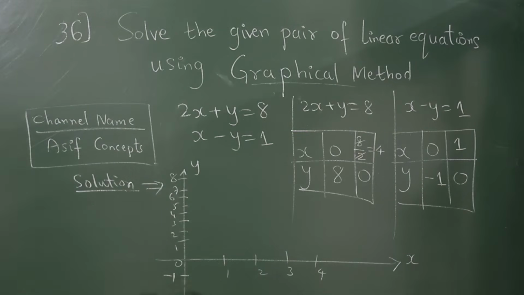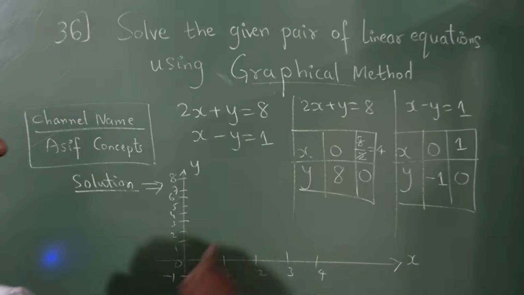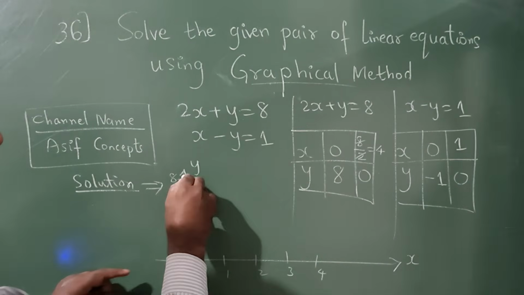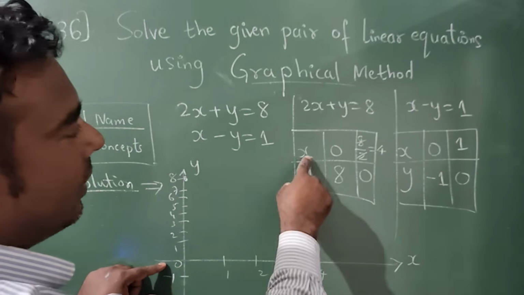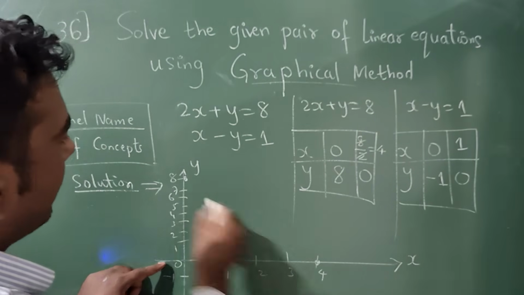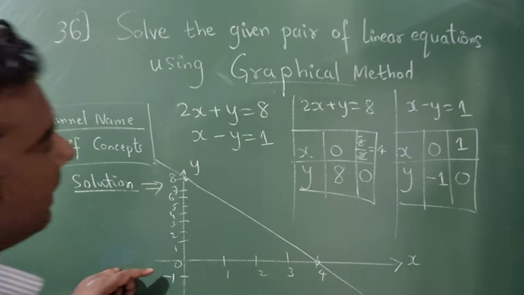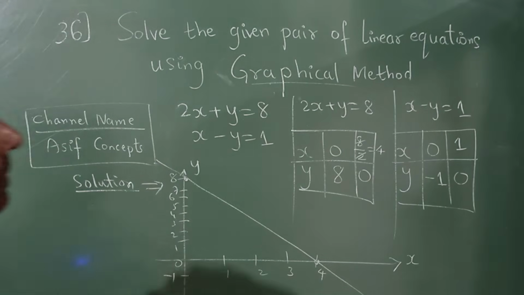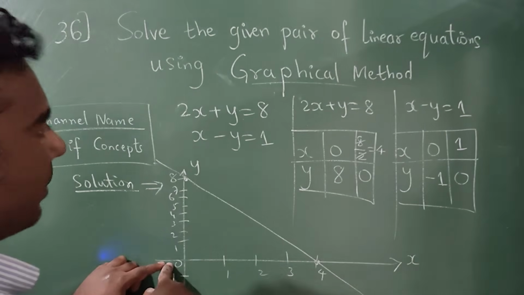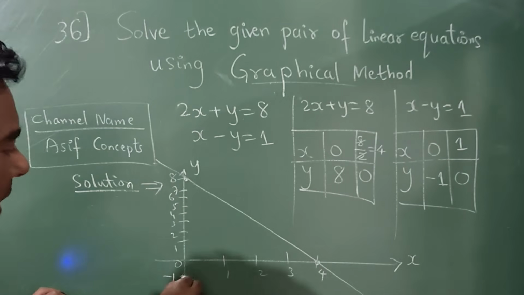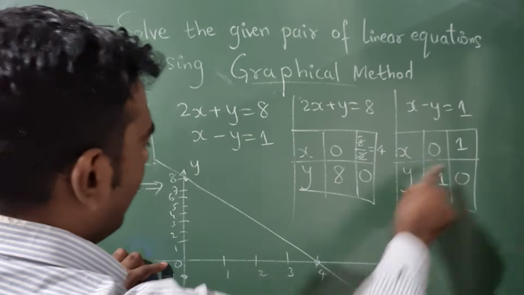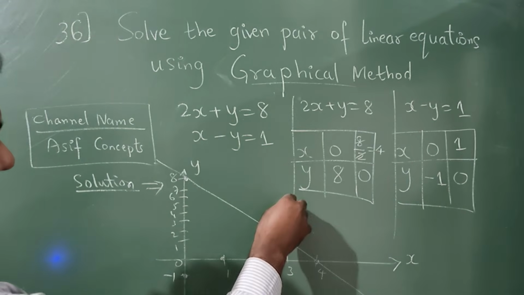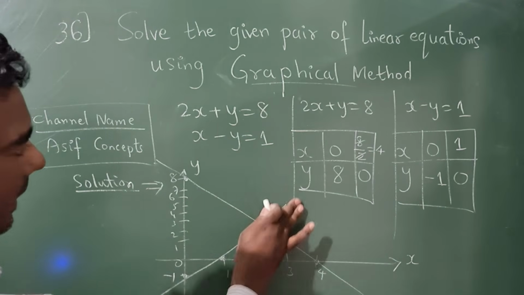Fine. Now, x is 0, start from here. y is 8, mark here. y is 0, start from here. x is 4, mark here. Draw this line with the scale. It should be straight and neat. x is 0, start from here. y is minus 1, so mark here. y is 0, start from here. x is 1, so mark here. With the scale, draw this line.